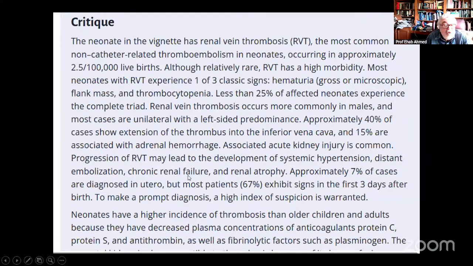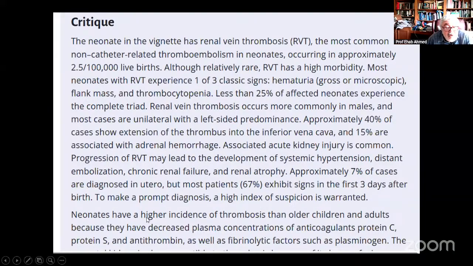Associated acute progression of renal vein thrombosis may lead to the development of systemic hypertension. Distant embolization, chronic renal failure, renal atrophy, these are the complications. Approximately 7% of cases are diagnosed in utero, but most patients exhibit signs in the first 3 days after birth. To make a prompt diagnosis, a high index of suspicion is warranted.